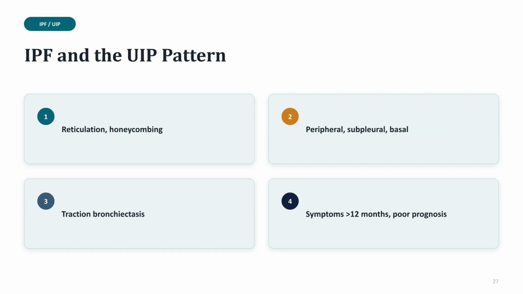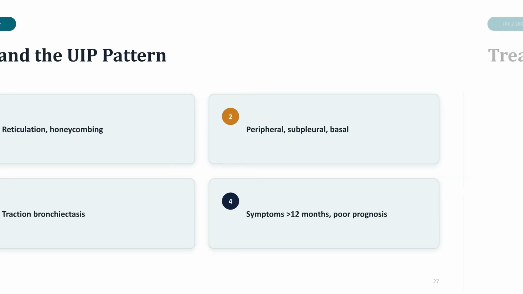Idiopathic pulmonary fibrosis is the one you cannot miss. Its imaging signature is the usual interstitial pneumonia pattern, UIP: reticular scarring, honeycomb clusters of cystic spaces, and traction bronchiectasis, all concentrated at the periphery, just under the pleura, and at the lung bases. The story is a slow cough and dyspnea over more than a year, usually in an older patient. Untreated, the prognosis is worse than many cancers.